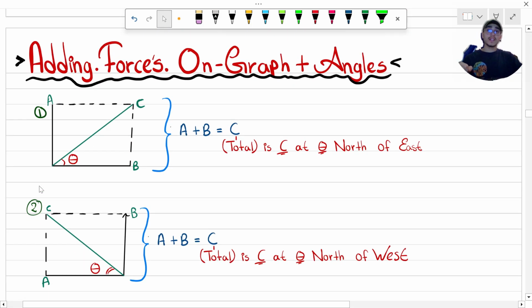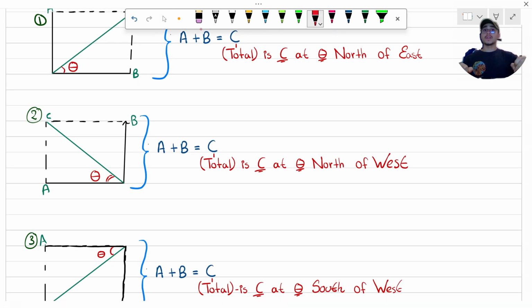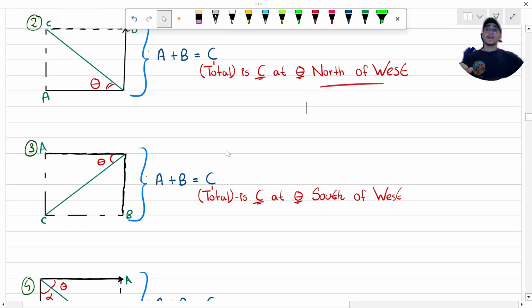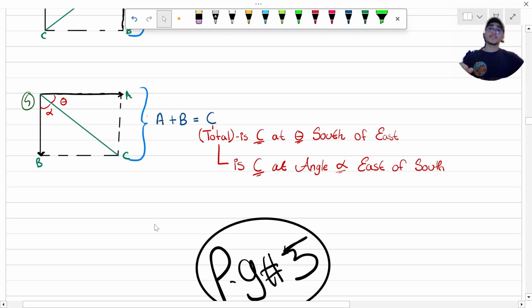Adding forces on graphs and angles. So if the graph is going from left bottom to right front, the resultant is going to be a plus b, which gives you c. Inverse it, you're going to get a plus b, which is c. Here it is north of east, north of west. Flip it down, a plus b will still give you c, but it's south of west. Inverse it, south of east.